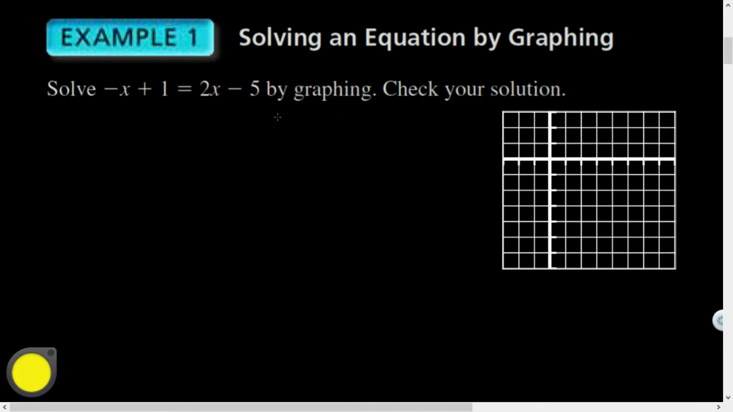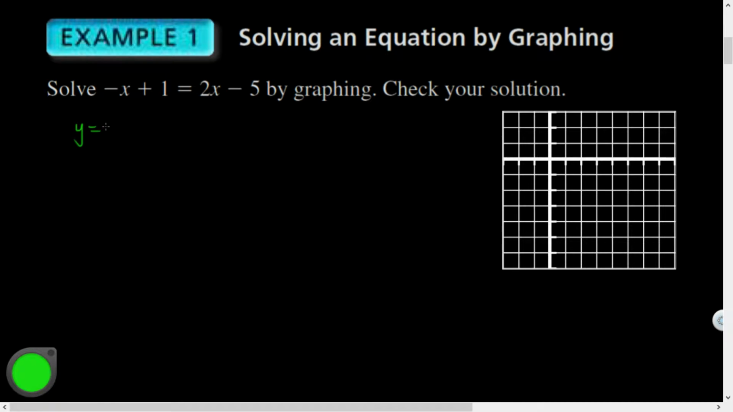So here it says, solve by graphing and check your solution. Like I said, we already know how to solve this algebraically. I would have added x to both sides, and then added 5 to both sides, and then divided both sides. But it is possible to solve by graphing. So let's write two separate equations.